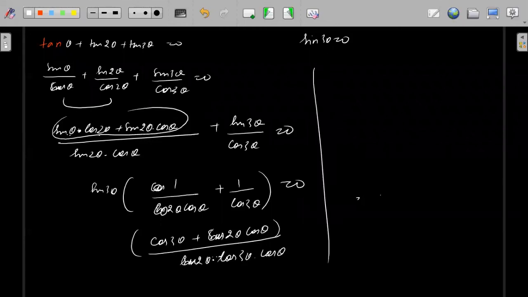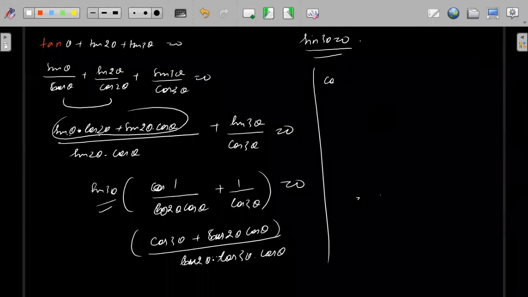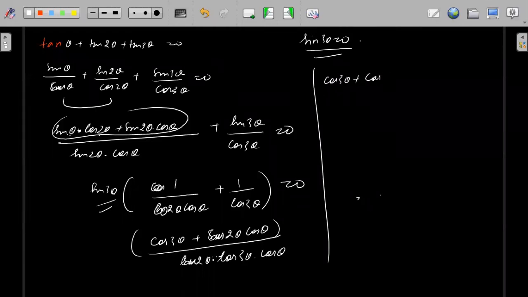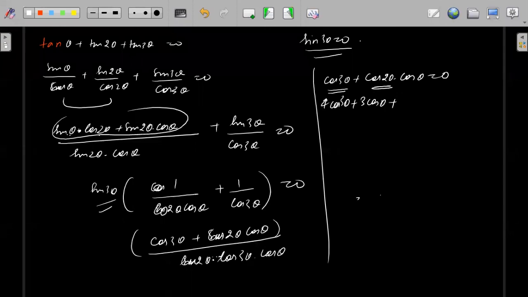Yes. So next is sine 3 theta and this is cos. Second part is sine of 3 theta equals 0. From this we can take the solution. Next is cos of 3 theta plus cos of 2 theta into cos of theta is equal to 0, right? From here I can convert cos 3 theta as 4 cos cube theta minus 3 cos theta, plus this I can convert as 2 cos square theta minus 1 into cos theta is equal to 0.